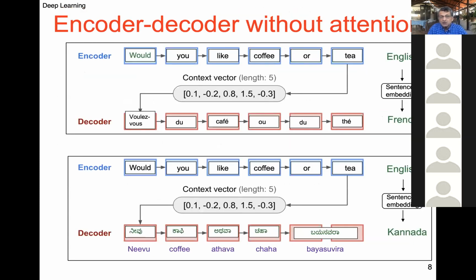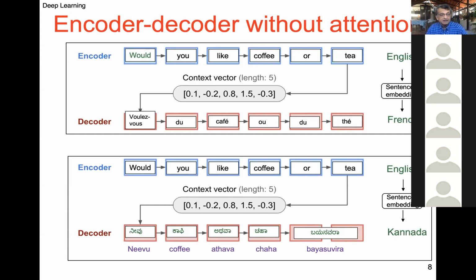So let's first look at encoder-decoder without attention. Here we have the machine translation task. The first box here is about translating from English to French. The input sentence is, would you like coffee or tea? So there's a sequence here. It's an RNN. It's processing these words one at a time. The embeddings of would you like coffee or tea are 300 dimensional vectors for each word. They're influencing one to the next, generating an embedded representation from one to the next.